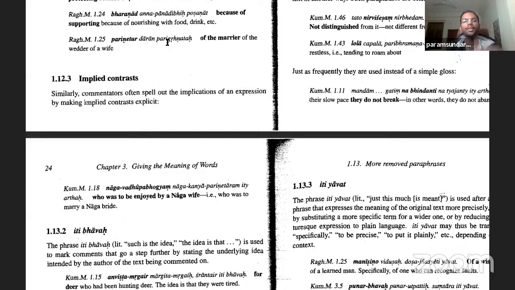But actually, I don't know. I think the translation here is complicated or it's not correct. Yeah, it's a little weird because they put of the wedder of a wife. It should say the wives of the marrier, of the wedder, because it's not dadasya parigranataha. That's how they wrote this, of the wedder of a wife. Should be dadasya.